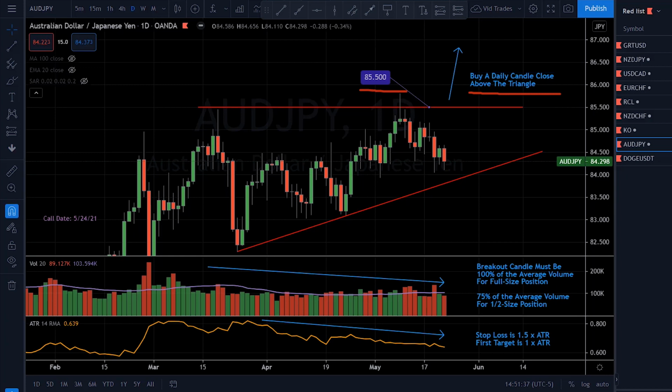On the breaking candle, to take a full-size position, we want to see the volume bar reach up to the volume average right here. If it doesn't quite reach the average but does reach 75% of the average volume, I'll open a half-size position to reduce risk. You can calculate the percentage by dividing this volume number by this volume average. You should get at least 0.75. If you don't get that, I suggest that you stand aside on this trade.